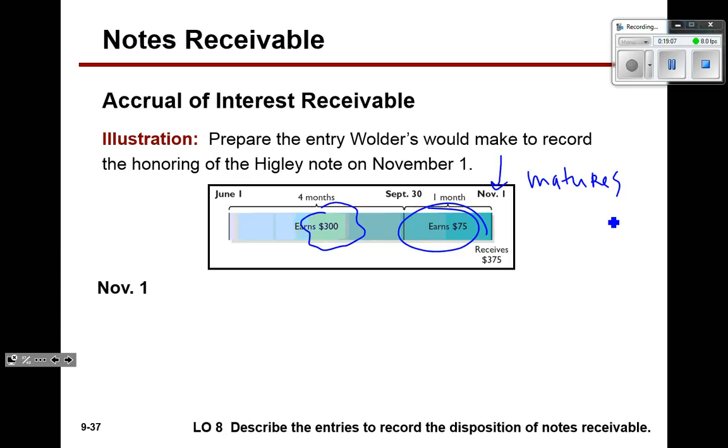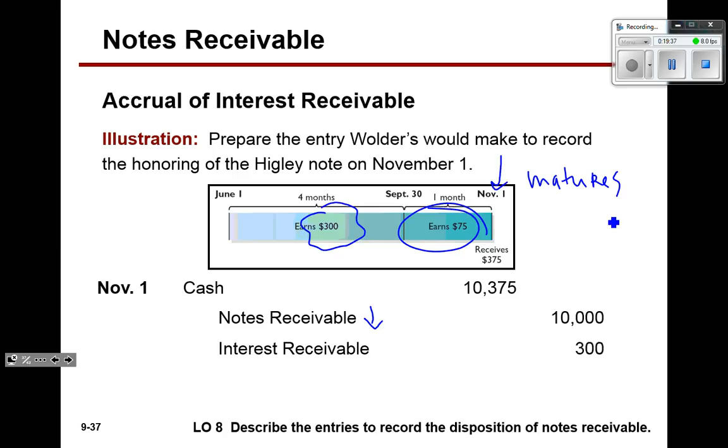So then on November 1, we got our $10,375 in cash. We know where that number came from, the principal times rate times time. You see the notes receivable go down, just like what we were doing before. This is the same scenario. They're just saying, whoa, wait a minute, what if the fiscal year ended 4 months in? How's this going to be different? We see interest receivable now go down, and I'll talk about why. And we see interest revenue of only 75 this time.